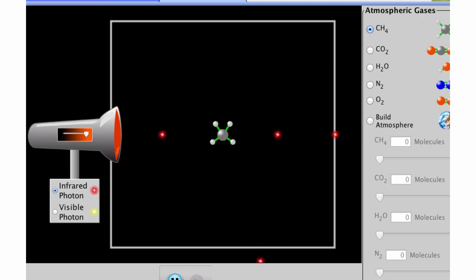If we look at what's really happening there, the infrared radiation, when it encounters a greenhouse gas like methane or CO2, those greenhouse gases can absorb those photons, and that energy increases the vibrations of the bonds.